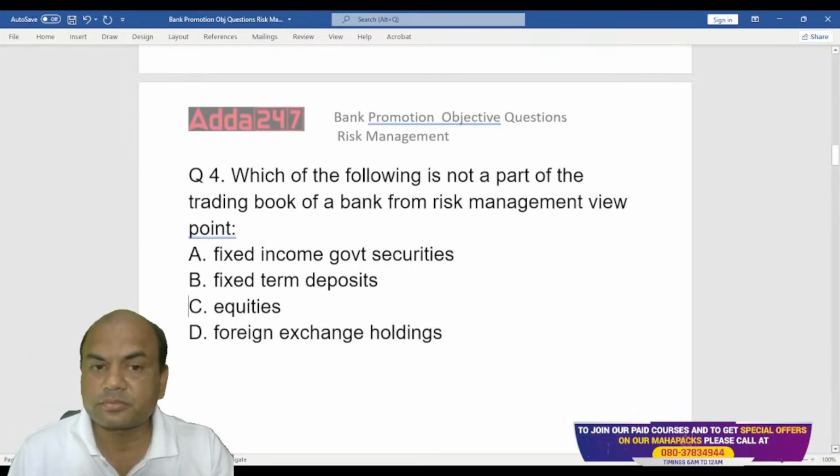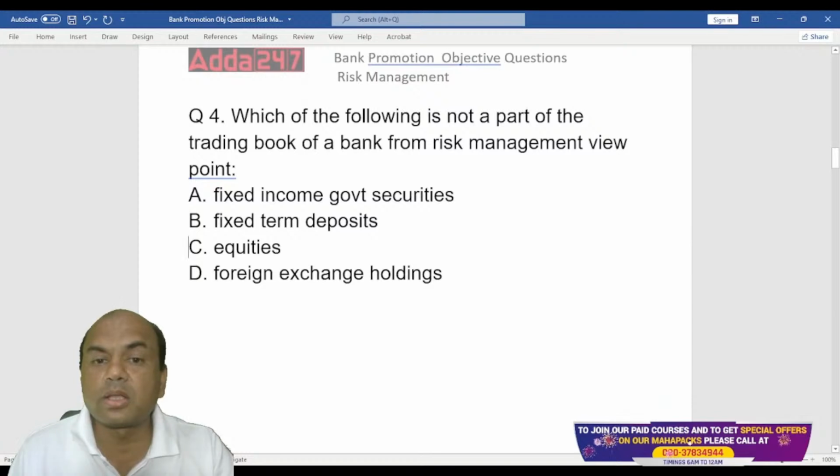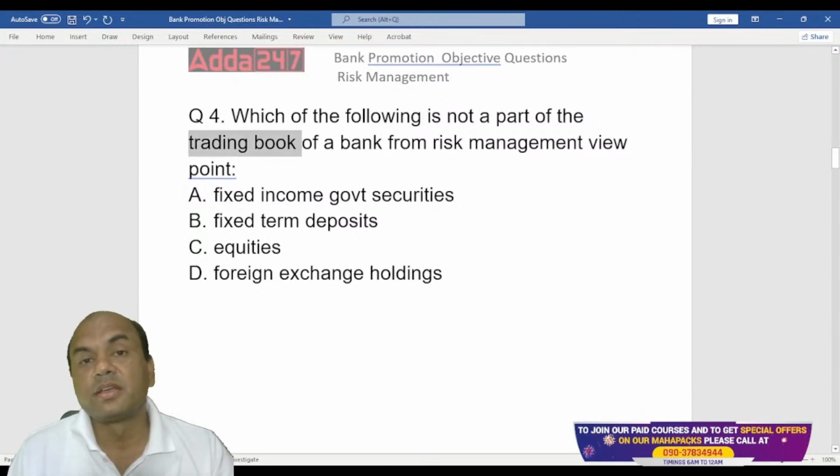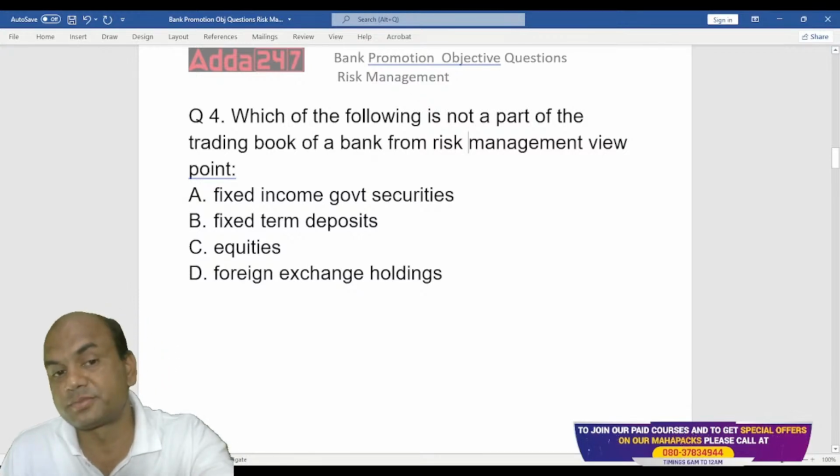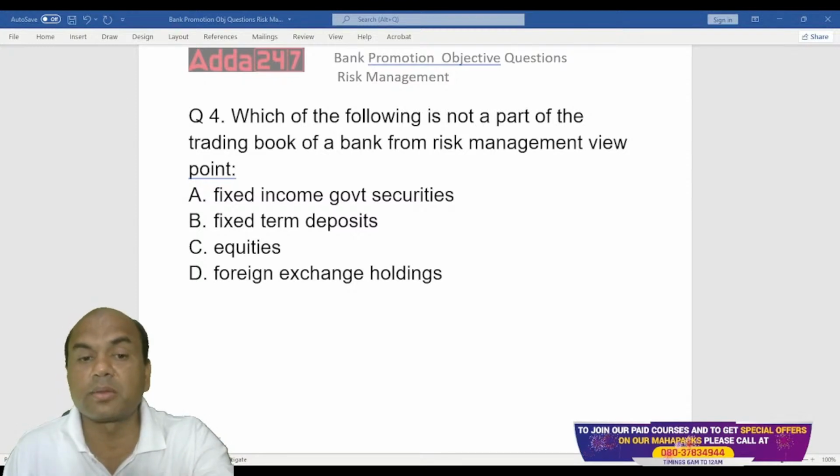Next one. Which of the following is not the part of trading book of a bank, from the risk management perspective? Just now what did I tell you about trading book? There are two books mainly, banking book and trading book. Banking book means compulsory reserves, CRR, SLR. Trading book means for profit. So which of them is not a part of trading book? Fixed income government securities, fixed term deposits, equities, and foreign exchange holdings. So think over it. Which of them is not the part?